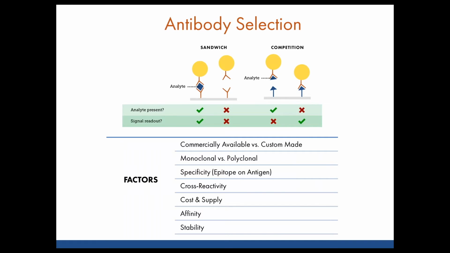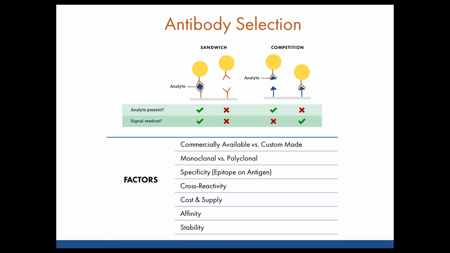When selecting antibodies, there are many factors to consider, such as availability. Are your antibodies commercially available, or will you need to get them custom made? Will you use monoclonal or polyclonal antibodies, or a combination of both? Specificity, in terms of where on the analyte your antibody is binding. If you're forming a sandwich assay, you want to make sure that the antibodies can sterically bind to two different epitopes on the analyte. You need to look at cross-reactivity. You can carefully read any supplier information about cross-reactivity and purity.